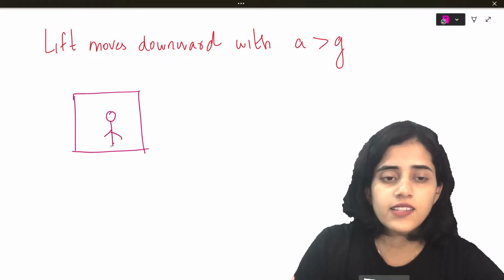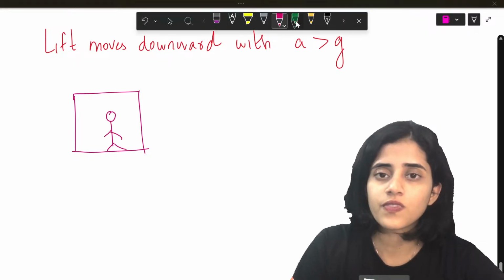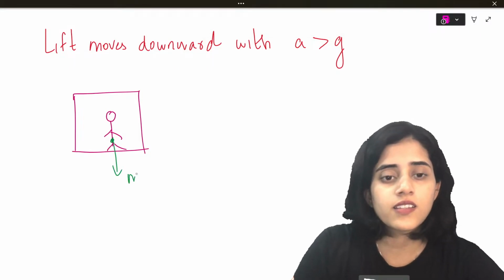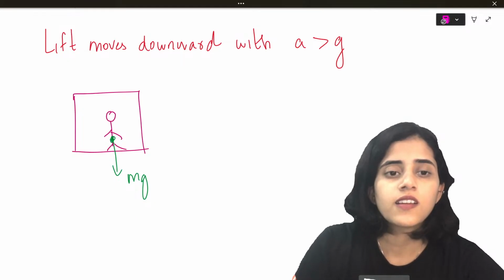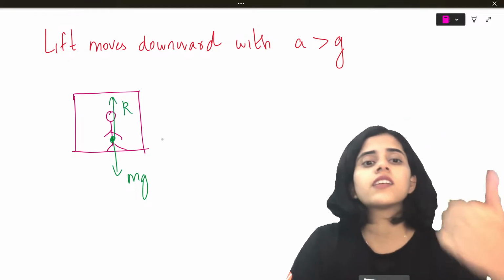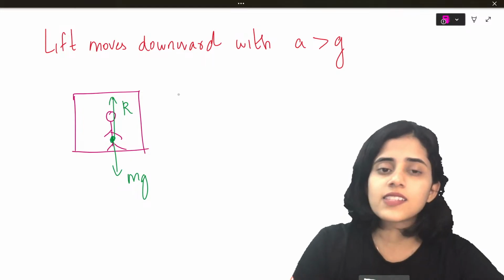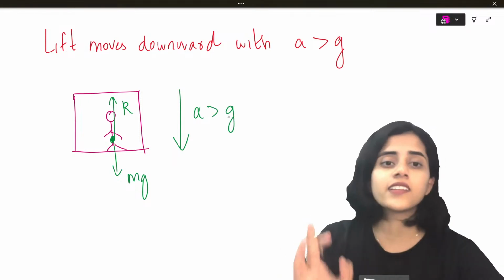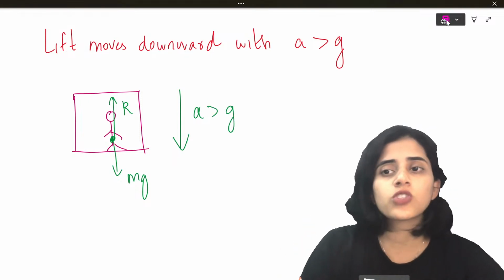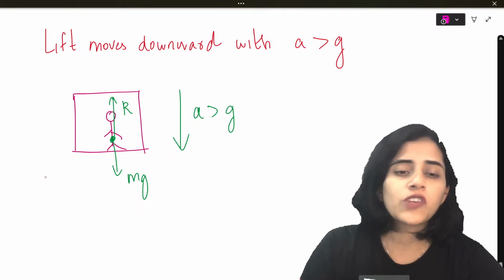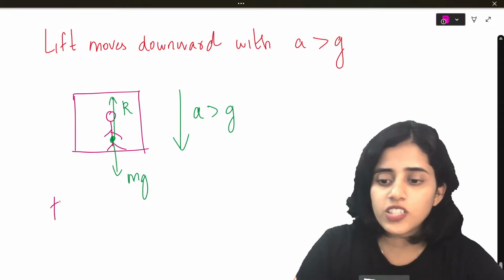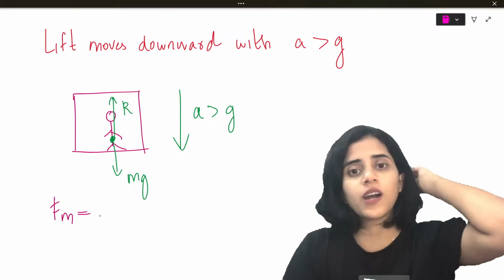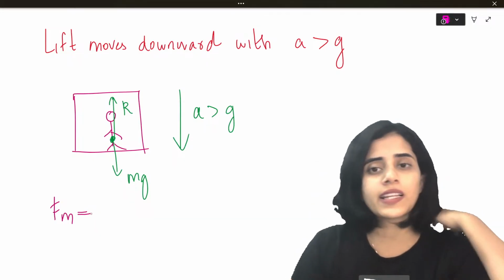You are standing inside the lift, and there's mg acting downwards and normal reaction acting upwards. But in this case, the lift is coming down with an acceleration whose value is greater than gravity. Okay, let's do the math. First, the net force. In which direction is the lift moving, up or down? Down.